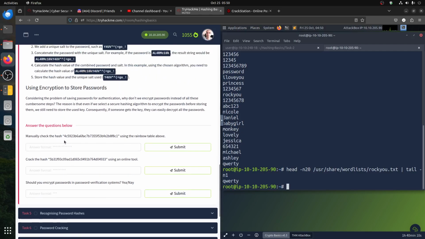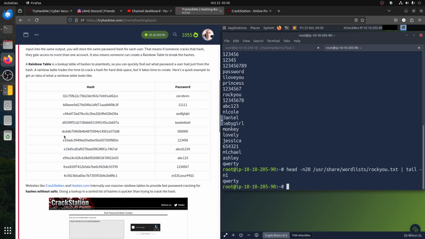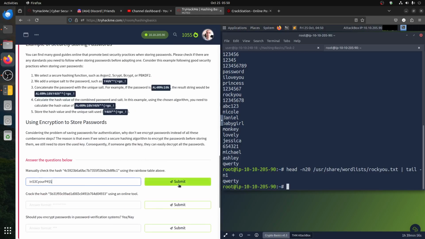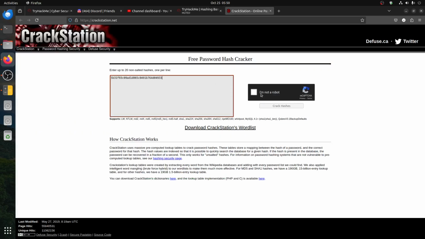Now, manually check the hash using the rainbow table above. So it's 4C59, 4C59, 4C5. So this is the one. So it means this is manually checking, and then crack the hash using an online tool. It looks like an MD5. So let's try it.